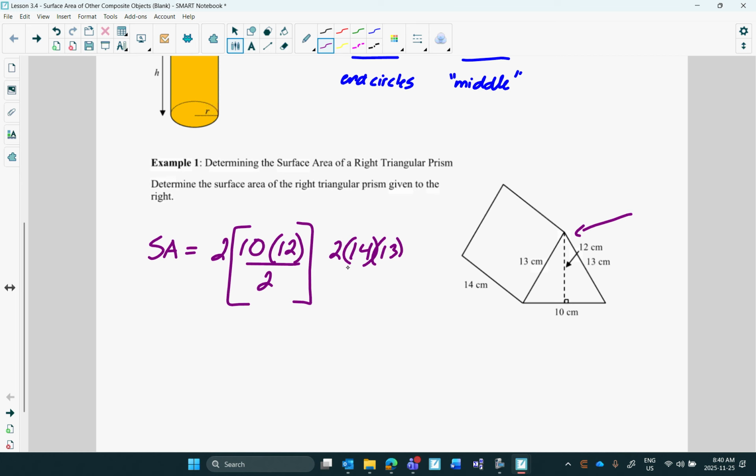But what about the bottom one? What's the bottom one? Here, I'll try and draw it in 3 dimensions here. So this one on the bottom, what's its length and width? 14 and 10. Right? 14 and 10. It's different. So you got to be careful. So, and there's just one of those. So 14 times 10. And then we add all those spaces together.